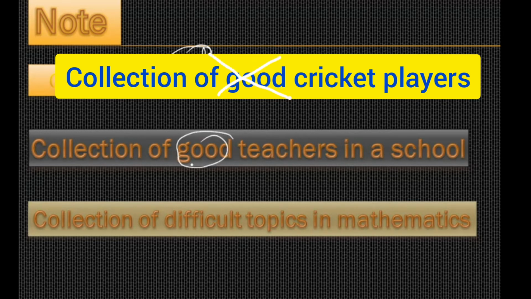Same way here, good teacher: for you the math teacher is a good teacher, while for your friend the science teacher might be a good teacher. Again, this varies from person to person. Difficult topics in mathematics: what you find easy, your friend might find difficult. So in all these three cases it is not well defined. These are vague statements where we cannot come to one proper conclusion, so these cannot be taken as sets.